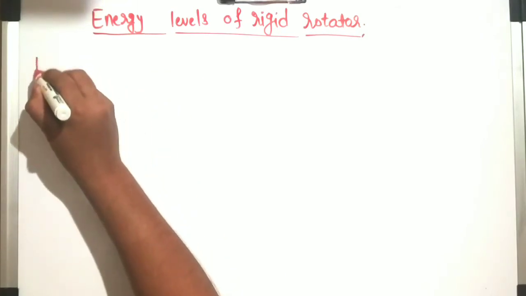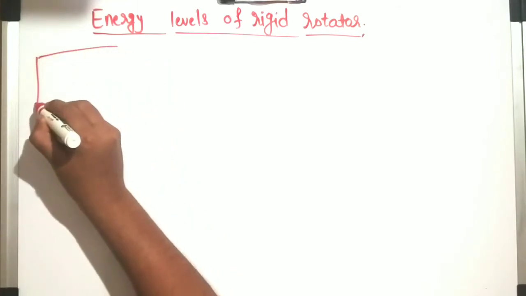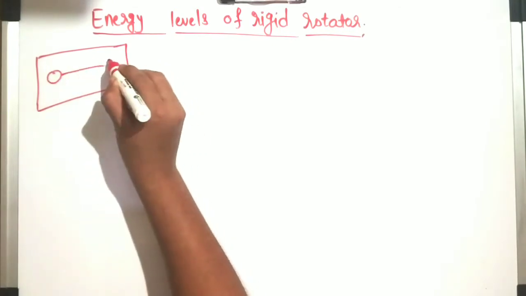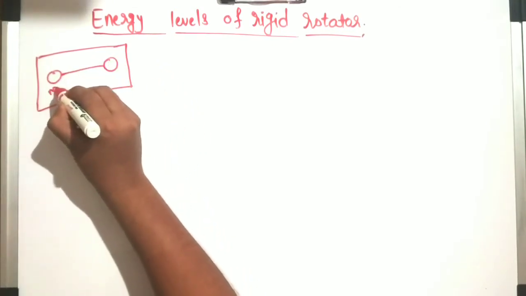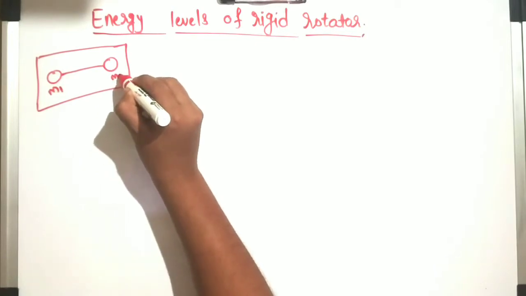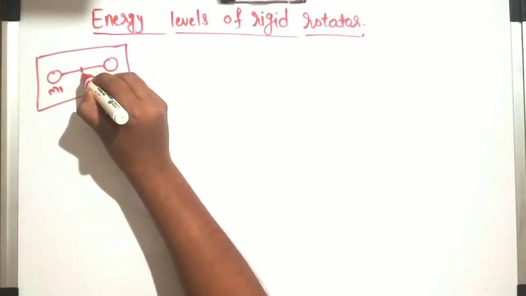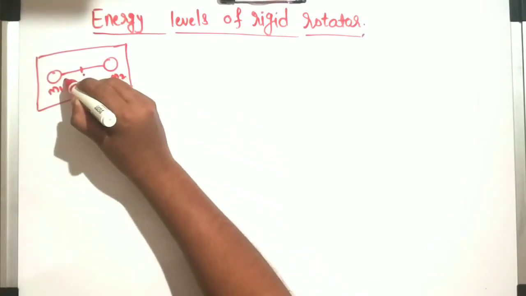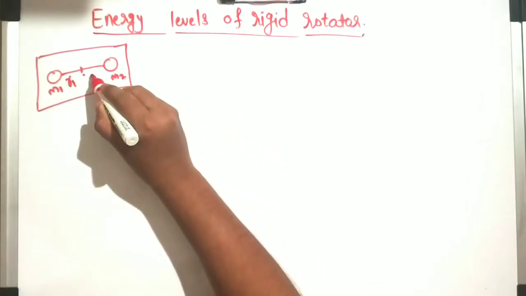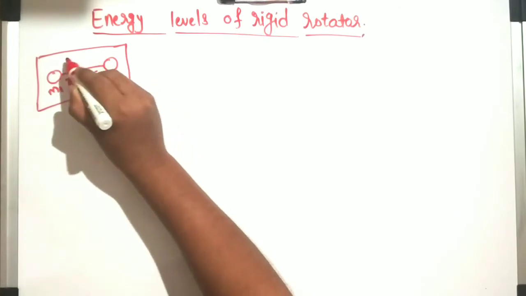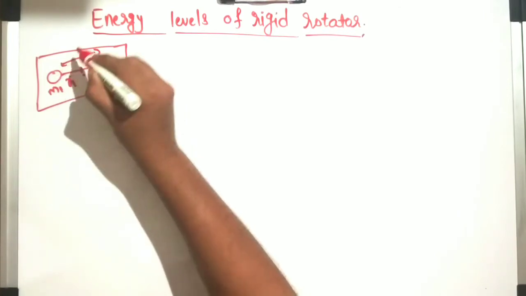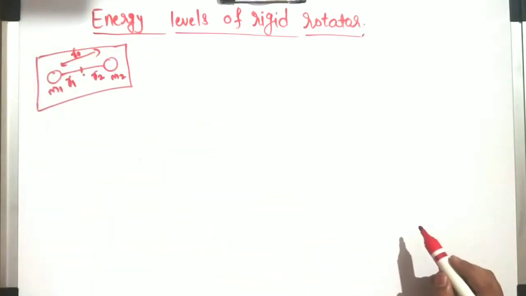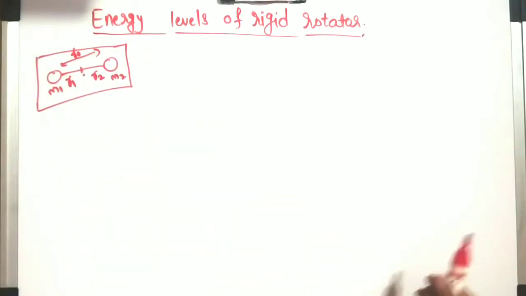In the plane we have a diatomic molecule which has the masses m1 and m2. At the center it has a center of gravity. This distance is r1 and the next distance is r2. The total length is called the bond length and it is denoted as r0. We have studied this earlier also.